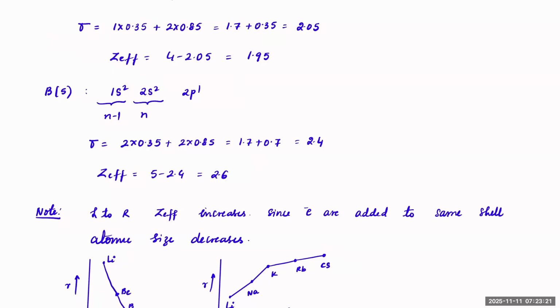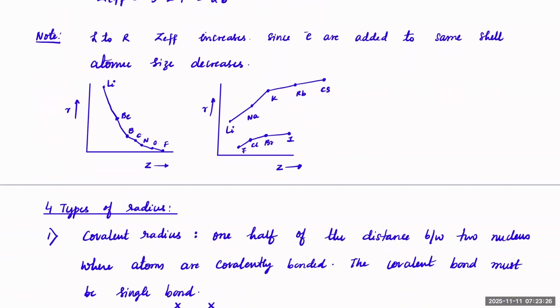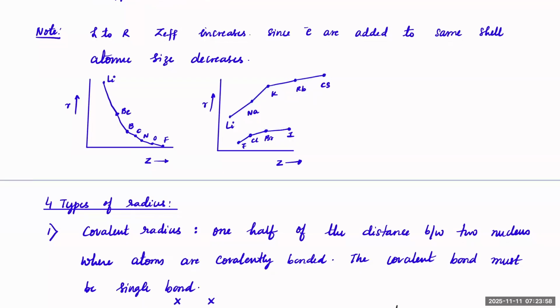Clear? So left to right, Z effective increases since electrons are added to the same shell. Atomic size decreases. So from lithium towards fluorine, the size will decrease here. And if it is down the group, you can see size is increasing here in all the cases.